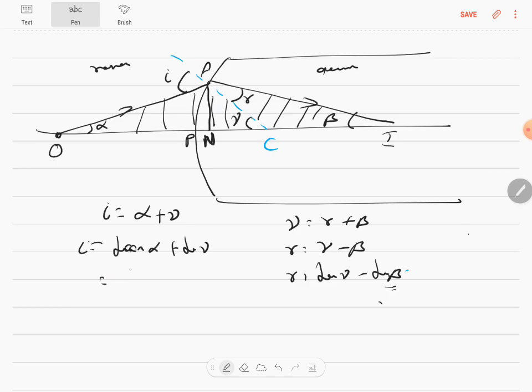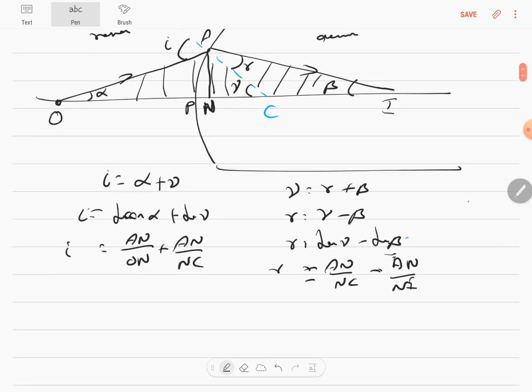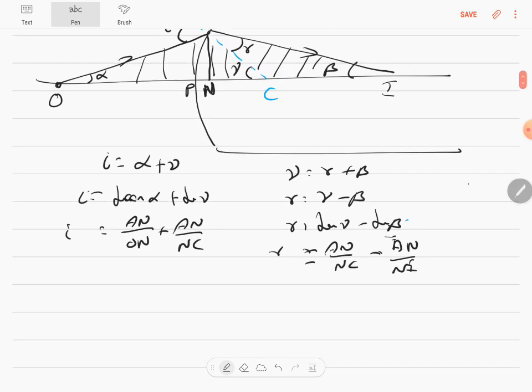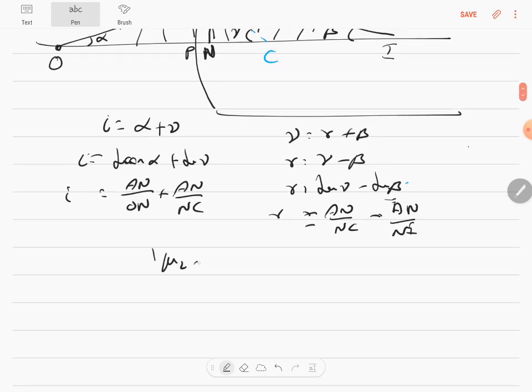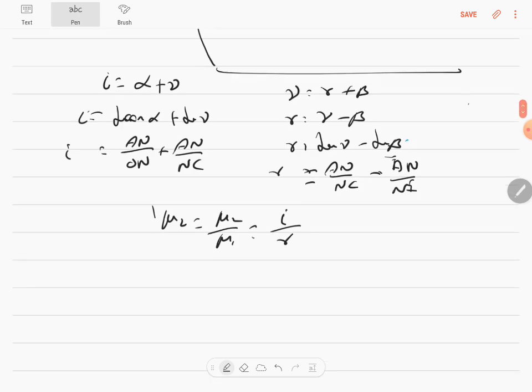Tan alpha from this triangle is opposite over adjacent, which is AN by ON. Tan alpha is AN by ON. Tan gamma is AN by NC. And tan gamma here is again AN by NC minus tan beta is AN by NI. So thus you got your I and R. Here the light ray is entering from rarer to denser. So mu of 2 with respect to 1, which is mu 2 by mu 1, is equal to sin I by sin R, which can be written as I and R.